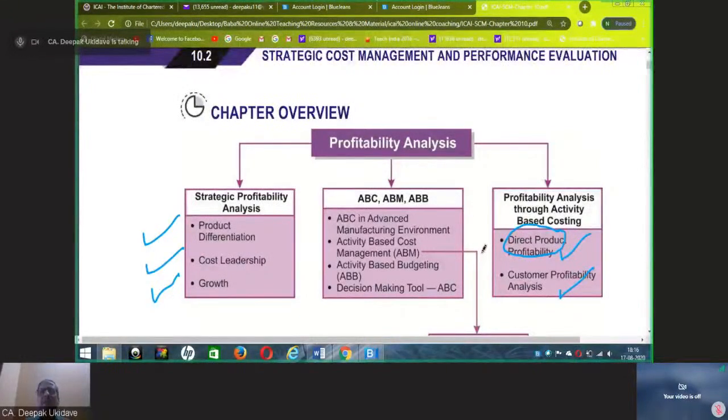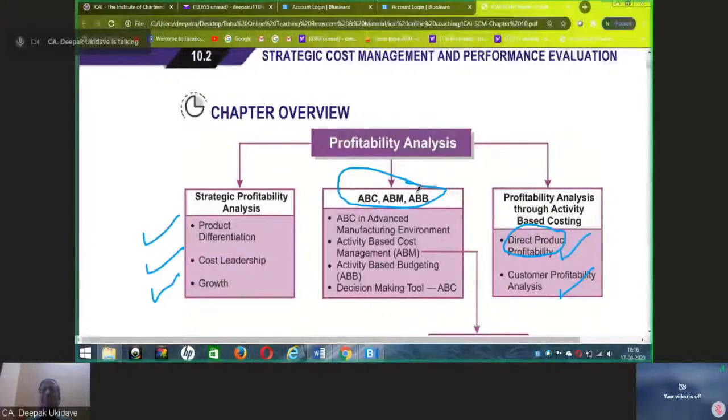So how to do the customer profitability analysis? Again, through linkage of different activities and the cost of those activities, we are going to understand in this chapter. And the third important part is ABC, ABM and ABB. Again, another three words. ABC is activity-based costing, activity-based management, and activity-based budgeting.